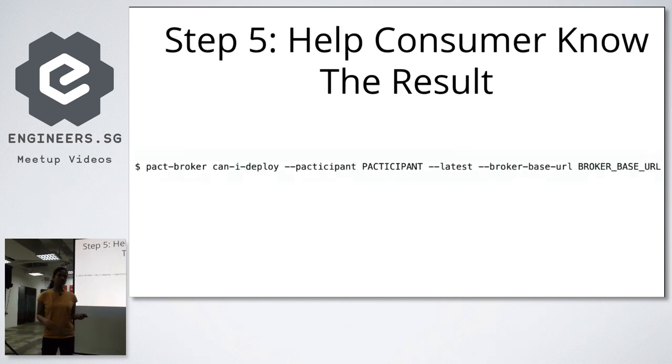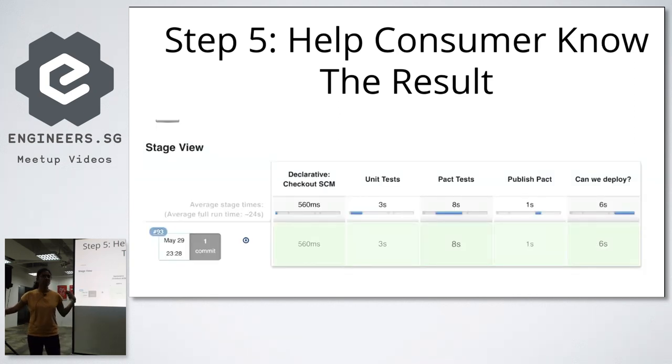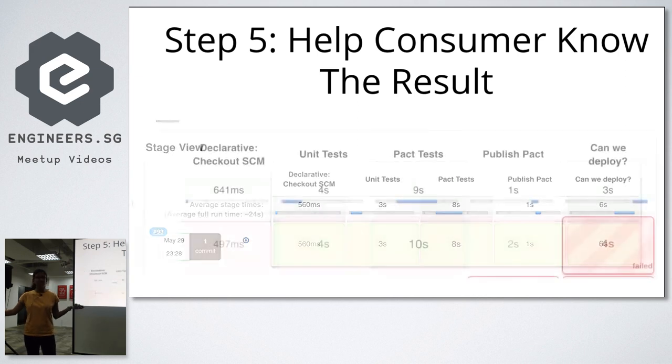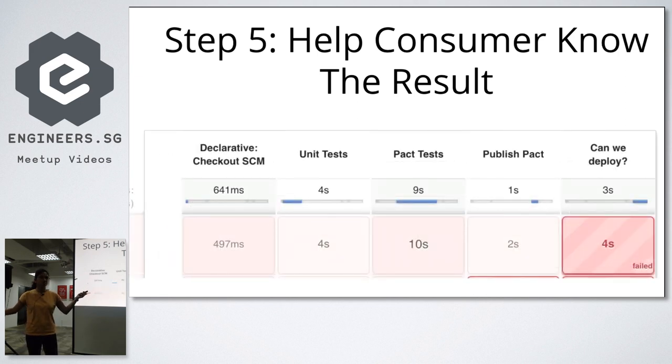So for that, there is a Ruby gem called Can I Deploy, which is again developed by the folks who actively use pact. It keeps polling the pact broker and keeps checking for the status. So we can add that in our consumer side pipeline. Every time there is a change in pact, it will wait for the response from the provider side. If it's green, great, it'll all go green. If it's red, this stage will fail. So now the consumer cannot deploy because their pipeline is red. Okay?